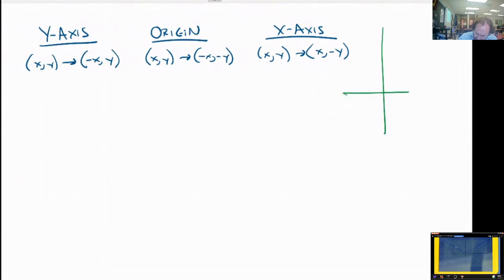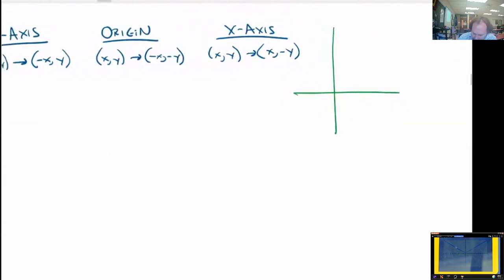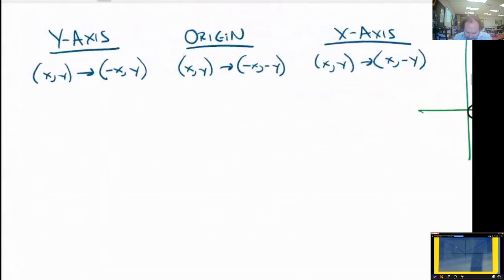Again, imagine a graph that has x-axis symmetry, like this sideways parabola, something like that. This point right there, if we call that (x, y), then this point down here has the same x coordinate, but the negative y coordinate. So what we're going to do in these problems is plug in different things: negative x and y, negative x negative y, and x negative y. And we're going to see if they come out to be the same as the original equation.